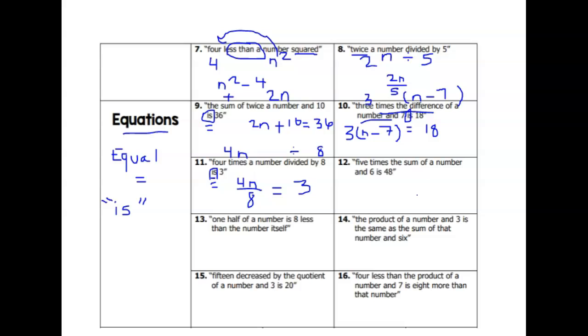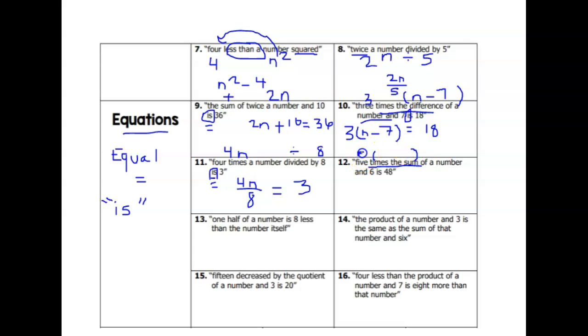Number 12. 5 times the sum of a number and 6 is 48. The sum of a number and 6, okay? Key words here. Times the sum of. Times the sum of. Indicator that we need to use parentheses. Okay, don't forget, we got to use parentheses. Times the sum of means I need to do parentheses.